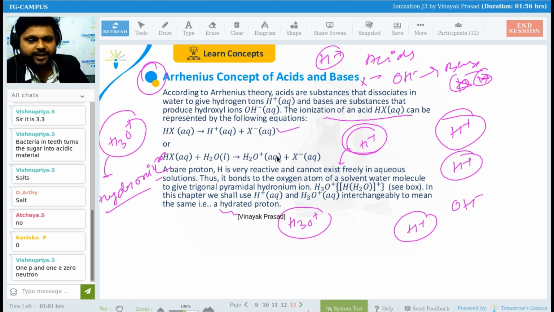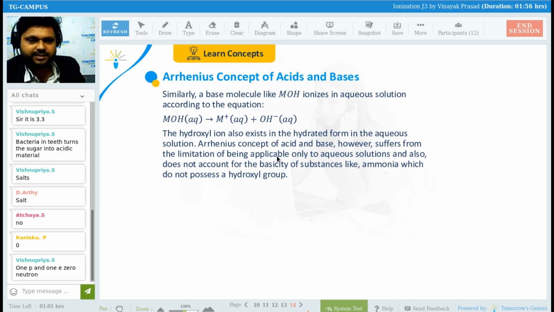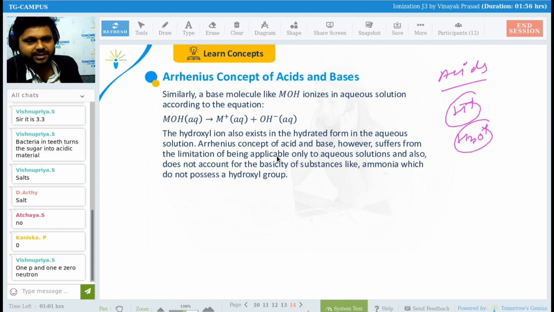So is it okay, guys? H plus or H3O plus, they both are the hydrated proton, and they are in a condition to give acids. So wherever there is a test of acids, we see whether it is giving H plus ion or H3O plus ion or not. If it is giving H plus ion, it means this is an acid. If it is not giving H plus ion or H3O plus ion, it means that is not an acid, right?